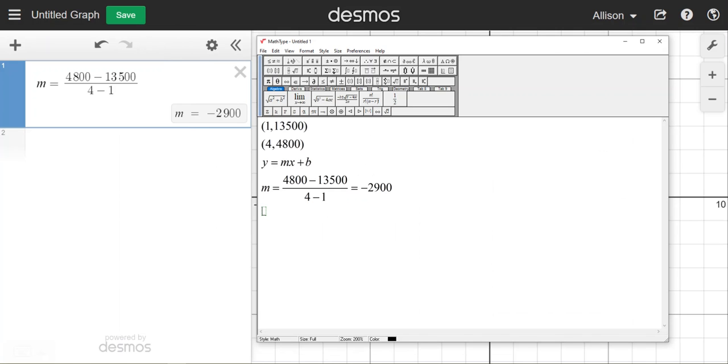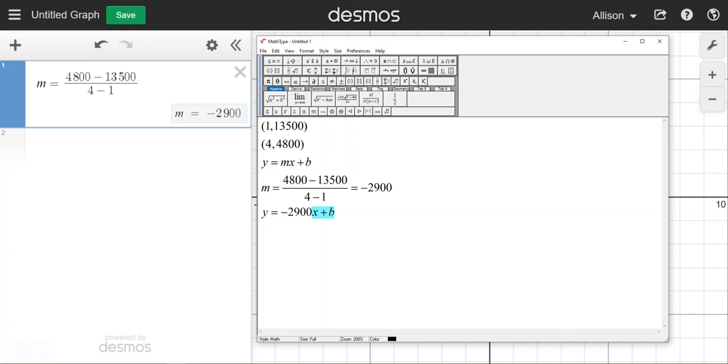Sometimes we need to interpret the slope. So what this slope means is that the value of the copy machine is decreasing or depreciating by $2,900 per year, since the input values are in terms of years. That would be the interpretation of that slope value. All right, so I know the m value now. So I'm going to rewrite my equation here with this number in for m. And next, we're going to solve for b.